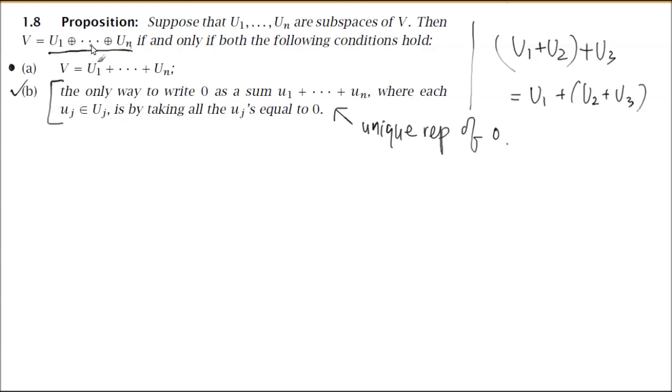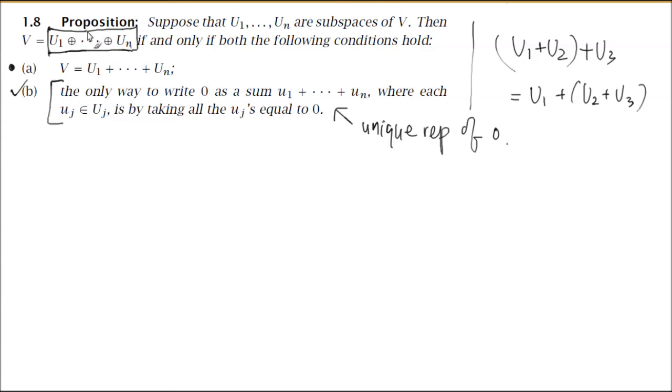Number 1 is if you assume it's a direct sum, we prove 0 has a unique representation. Versus if you assume 0 has a unique representation and show the direct sum, which one's the easy thing to prove? The answer is assuming this one and showing this is a unique representation. Why is that?